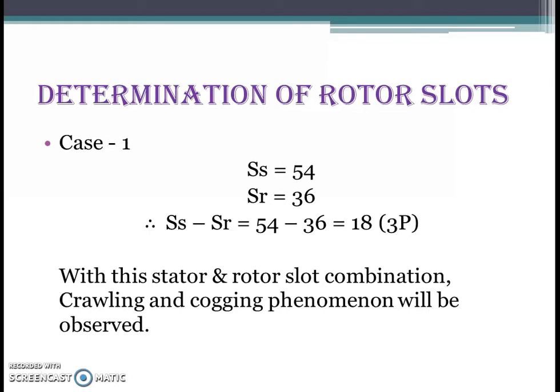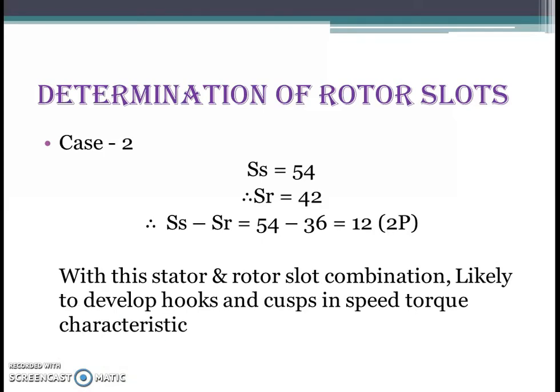In our case, the number of poles is given, that is 6. So the difference 18 is equal to 3 times our number of poles. With this stator and rotor slot combination, crawling and cogging phenomena will be observed. This is the conclusion. So this combination is rejected.